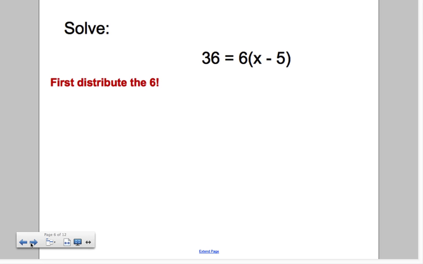All right. On this one, all I want you to do is rewrite the equation without the parentheses. So use the distributive property, rewrite it and get rid of the parentheses. Go.